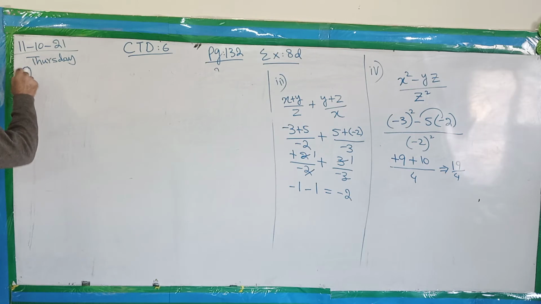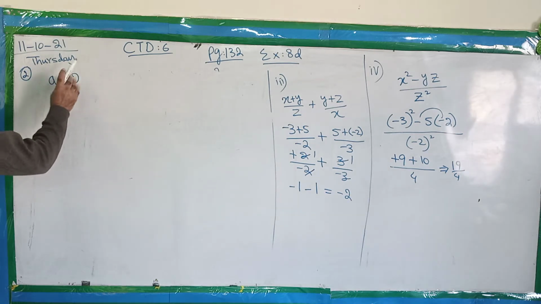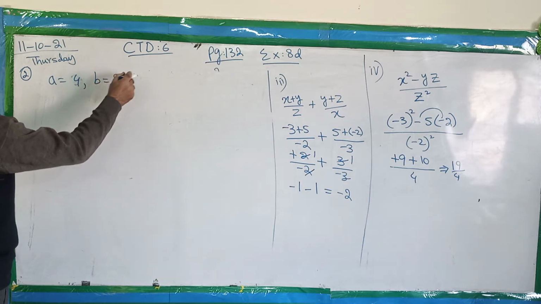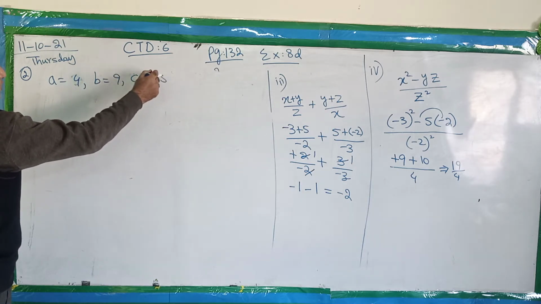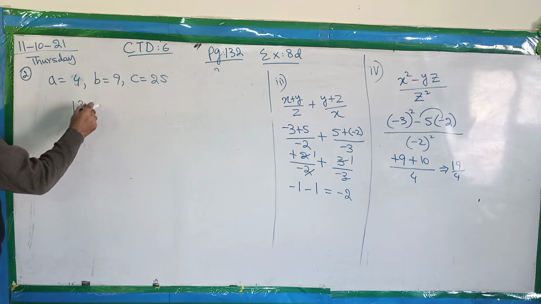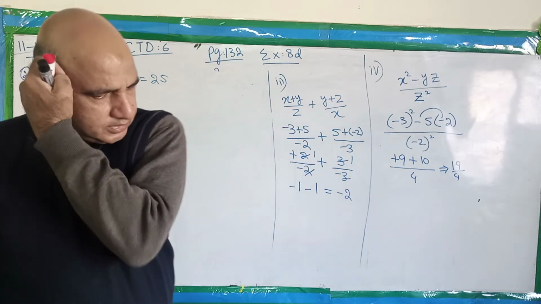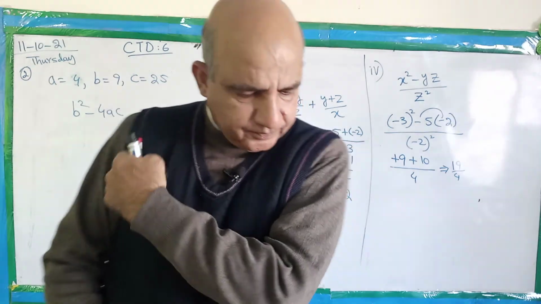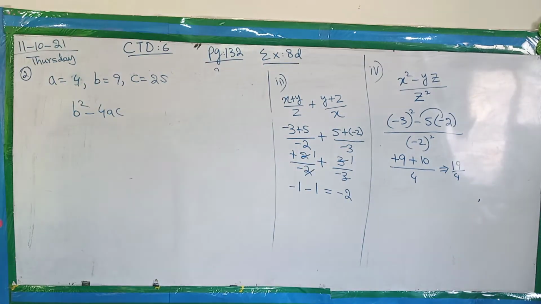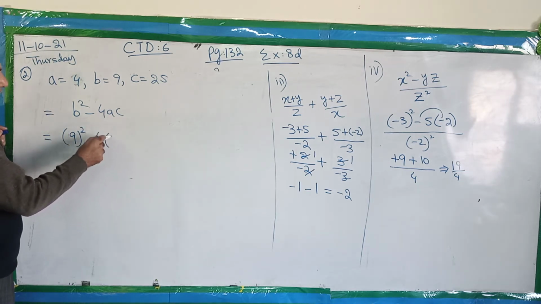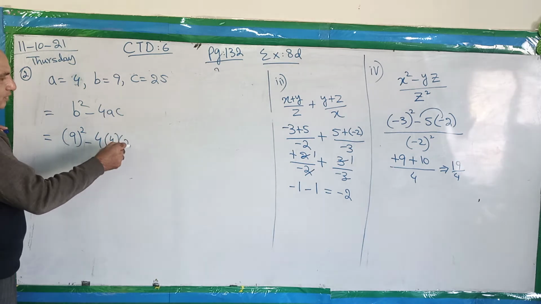Can you tell me please what is the value of A? A is equal to 4, B is equal to 9, C is equal to 25. What is the question? B square minus 4AC. Right? So here we will just substitute the values. B is 9 square minus 4, A is 4 and C is 25.